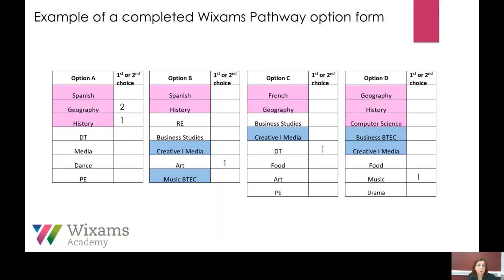So you may choose to do geography as your second choice in that column. You may choose to do business studies as your second choice in this column. But you may really want to make sure that you do art. So you've made sure that you've put art into this section here, and here that person's chosen computer science. Again, this person's chosen 2 pink subjects. That's perfectly acceptable as long as you've got at least 1 for the Wixams pathway.